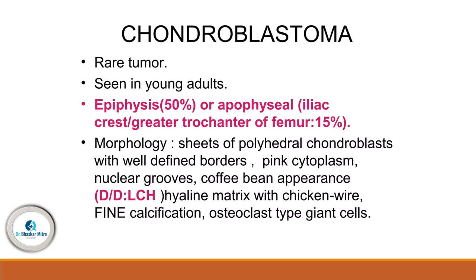Now comes the chondroblastoma. As we said earlier, this is the more cellular component. It's a rare tumor seen among young adults, and particularly epiphyseal in location, particularly the greater trochanter of the femur is the common site. Morphologically, there are polyhedral sheets of chondroblasts with well-defined borders. Let's have a look at the picture.